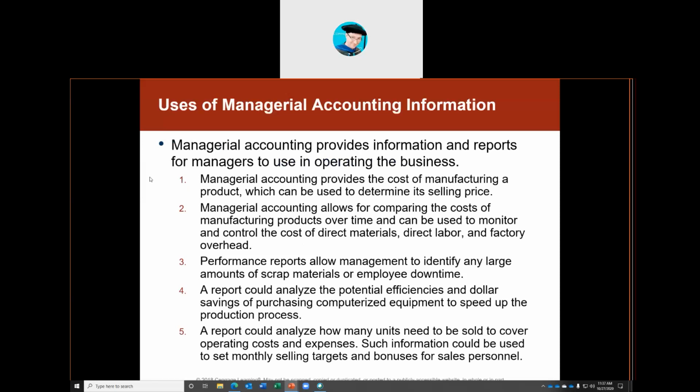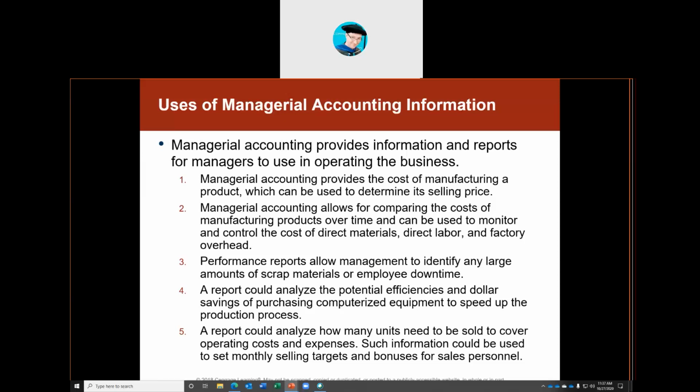And what does management do with all of this information from an accounting perspective? Managers look at the accounting data, the accounting information, and reports to improve the operations of the business. Managerial accounting provides the cost of manufacturing a product, which can be used to determine the selling price. Managerial accounting allows for the comparison of costs of manufacturing products over time and can be used to monitor and control the cost of direct materials, direct labor, and factory overhead.